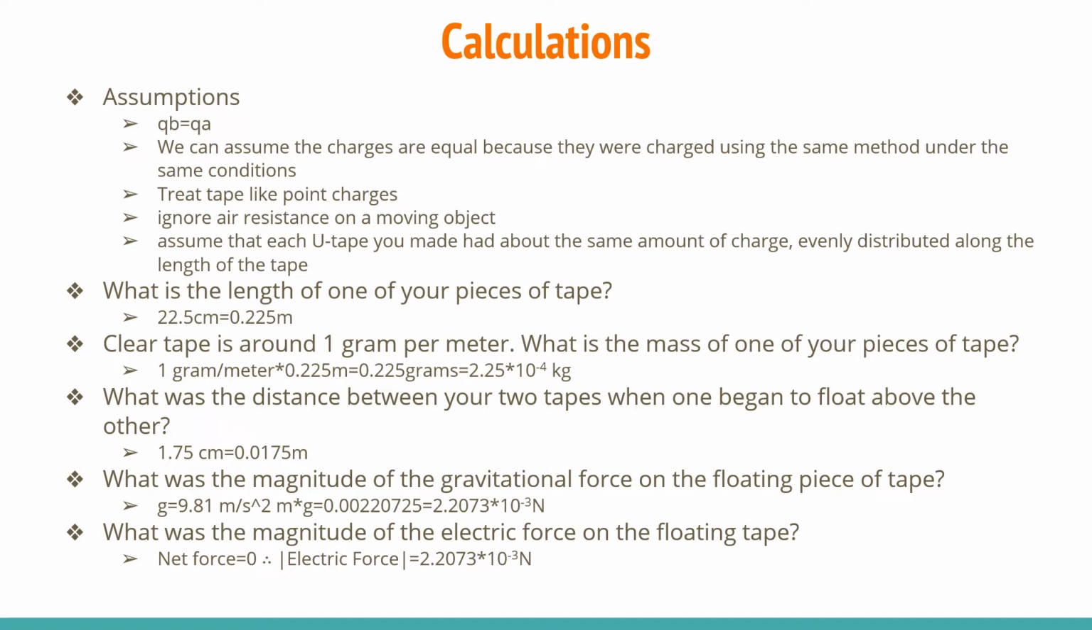We can find the mass of the tape given the dimensions of the tape and the average mass of tape per meter. Using the gravity constant and mass of the tape, we can find the magnitude of the force of gravity on the floating tape. Given that there is a zero net force in the y direction, we can assume that the magnitude of the electric force on the tape is equal in magnitude to the force of gravity.